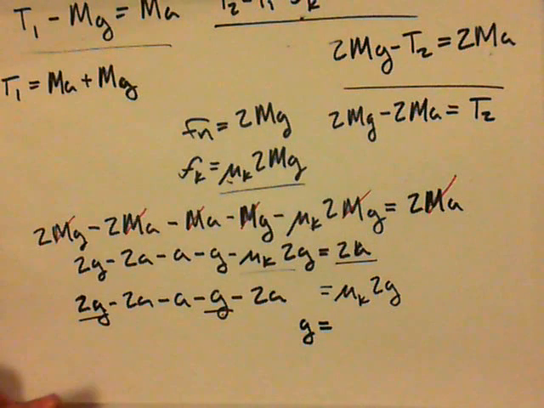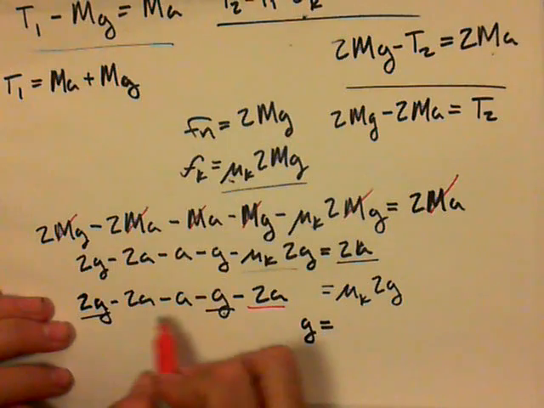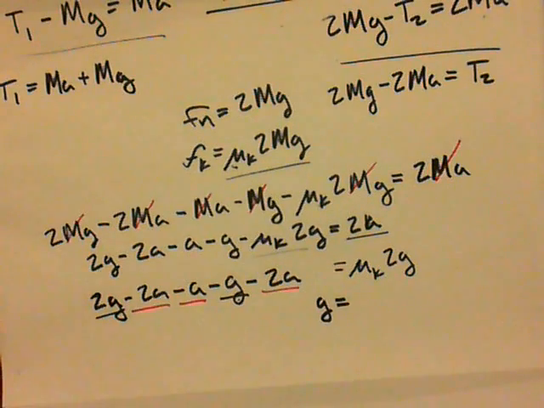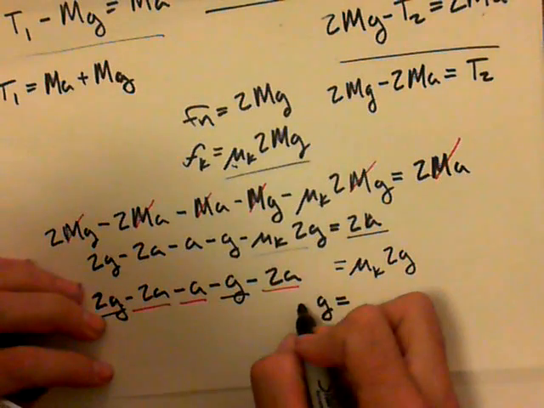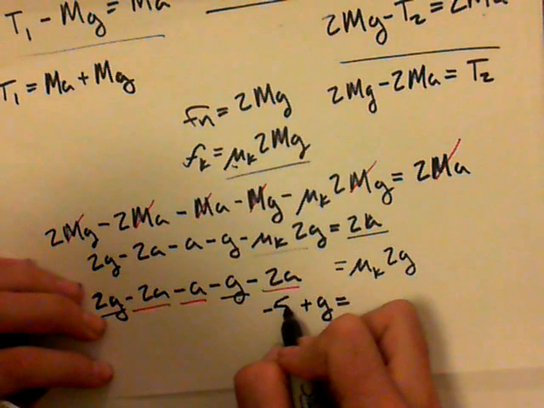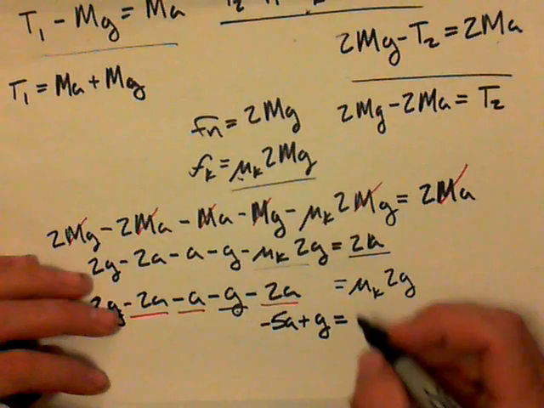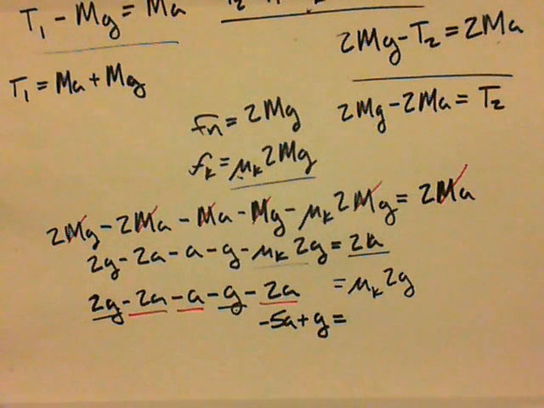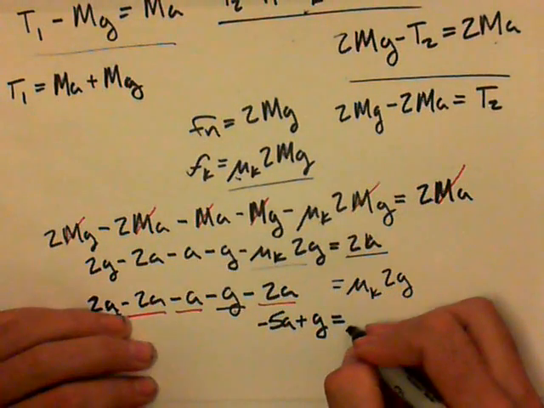And then we have negative 2a, negative 1a, and another negative 2a, which gives us negative 5a. Okay? And then I'm going to go ahead and start off on a new page anyways. So let's go ahead.